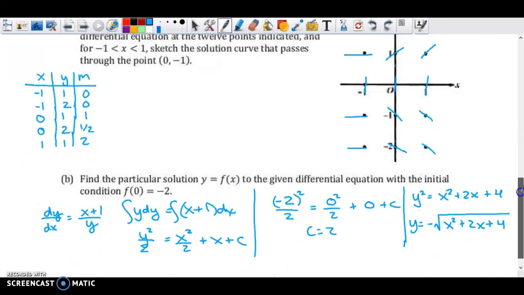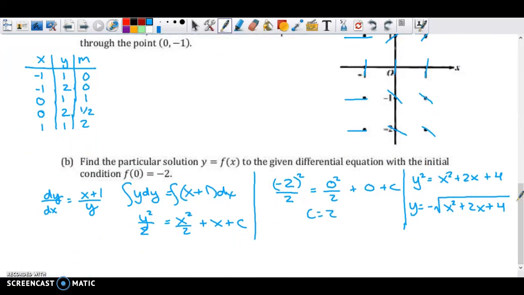That's part A. Part B is just like the last one. So I'm setting up this right here, and I'm cross multiplying, and that gives me y dy and x plus 1 dx. I'm going to take the integral on both sides, and that gives me y squared over 2, and then x squared over 2 plus x plus c. I'm going to use this initial condition again to figure out what my c value is. C ends up being 2 once again. So I plug that in.